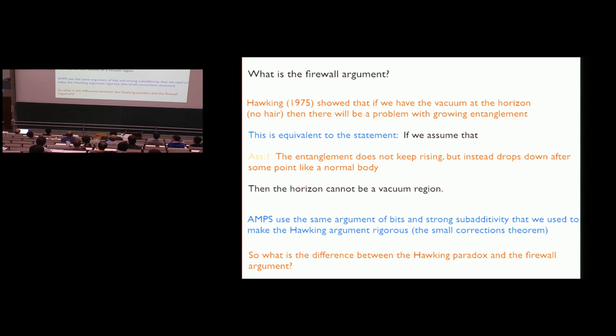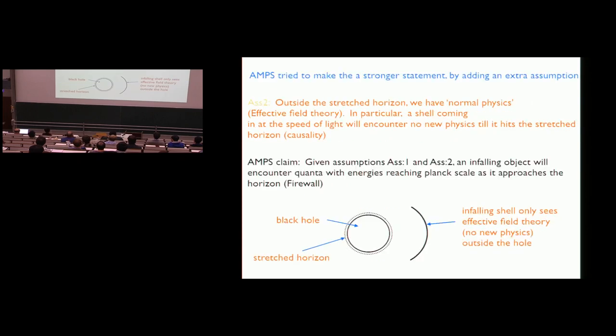Actually, what AMPS did was they added one extra assumption to this to try to make Hawking's argument stronger. But as we'll see, there's a problem with that assumption, and that's the loophole I was talking about. So they try to make the argument stronger by adding an extra assumption. I'll call it assumption two, that outside the stretched horizon, which is one Planck length away from the horizon, you just have normal physics, what they call effective field theory. Okay, so no funny quantum gravity effects here.